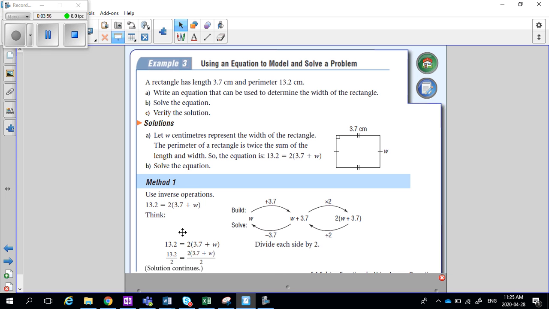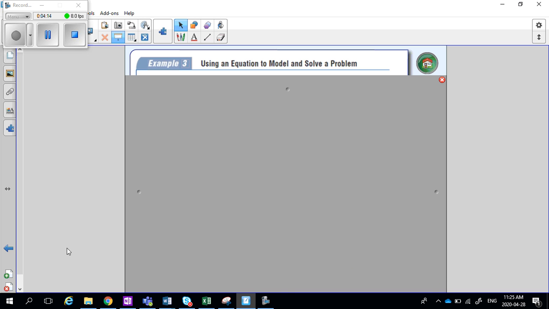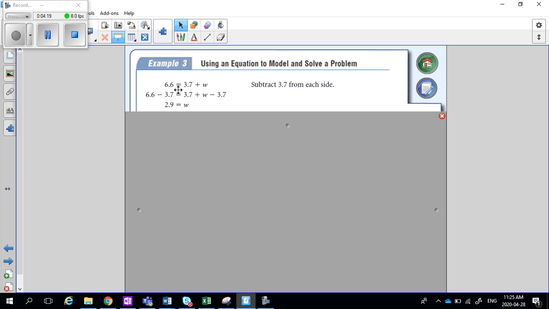If we start with our equation, okay, and we said the first thing we're going to do is divide by 2. Okay, so I divide this side of the equation by 2, but I also divide that perimeter that we knew by 2. So 13.2 divided by 2. Let's see what's going to happen next. Okay, so we did that. We divided both sides by 2.